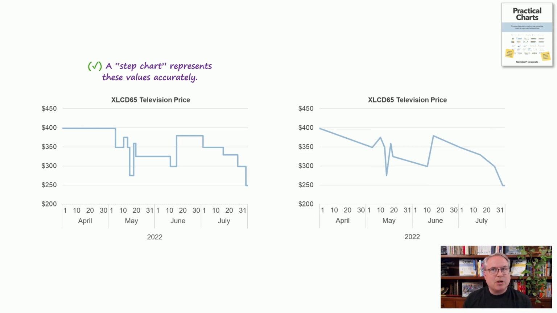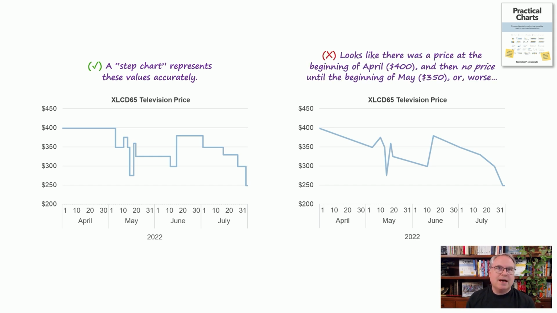I actually see two problems here. The first is that in this case, it looks like there was a price at the beginning of April that was $400, and then there was nothing until the beginning of May when it was $350, but that's not the case, right? We can see here that it was actually $400 the whole time.